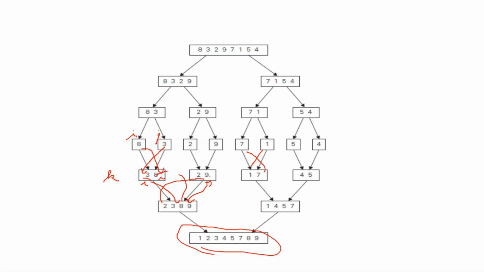Finally, these two will be sorted, and 2 and 1, 1 is smaller. So we are going to copy 1. Then 2 is smaller. So we are going to copy 2. Like this it continues and we get the resulting sorted array.